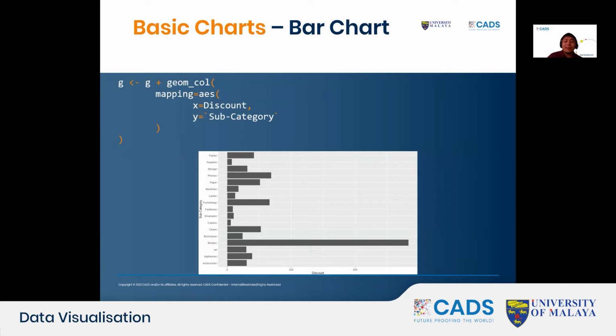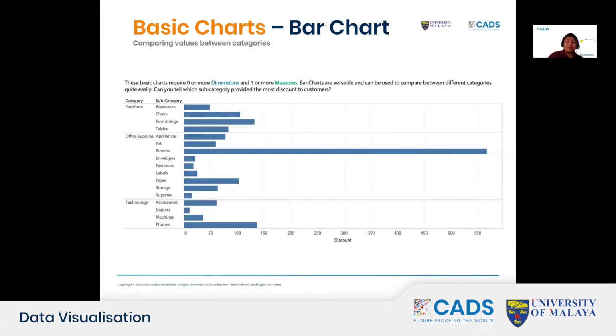So with the mapping, right? It knows that X is representing the discount column and Y is representing the subcategory column in the data set. Okay, so once we have our bar chart, I think this is it. Unless maybe if you recall our previous chart, right? We have like two categories, or two levels of categories, right?